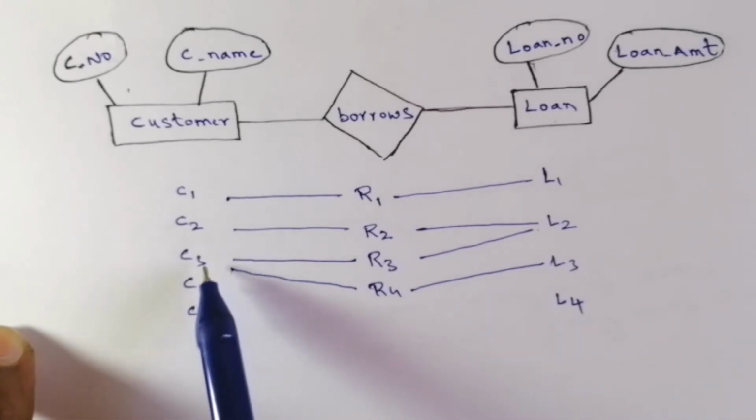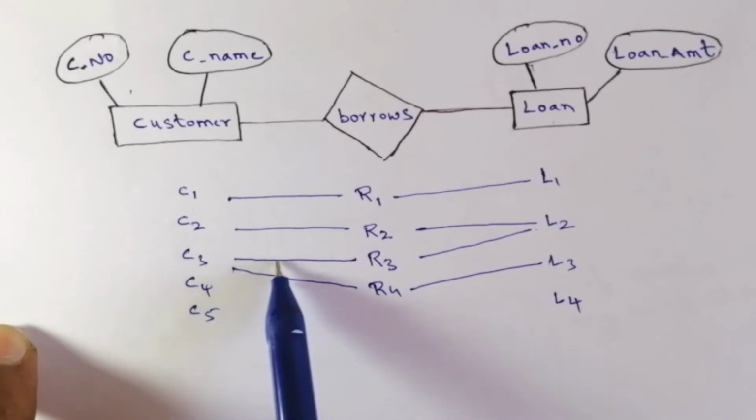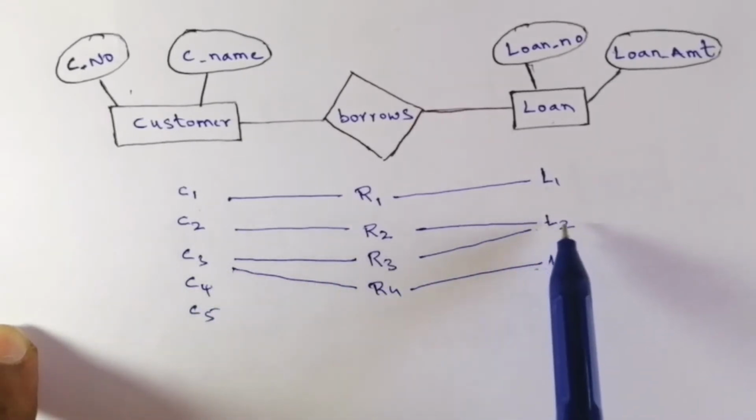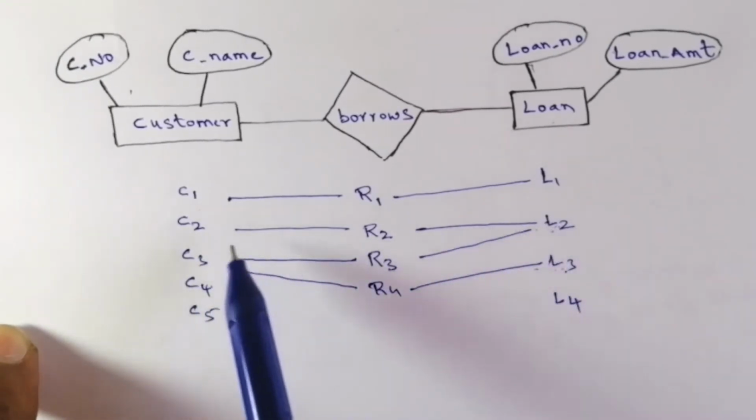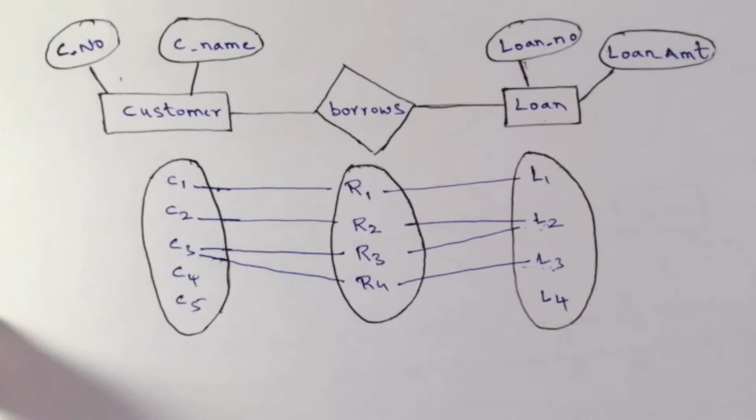See here, a person can take multiple loans. So C3 has taken one joint loan and also one individual loan. Likewise, a loan can have multiple customers. So loan L2 has customer C2 and also has customer C3, right? I think you have understood the relationship in a very clear manner, right?